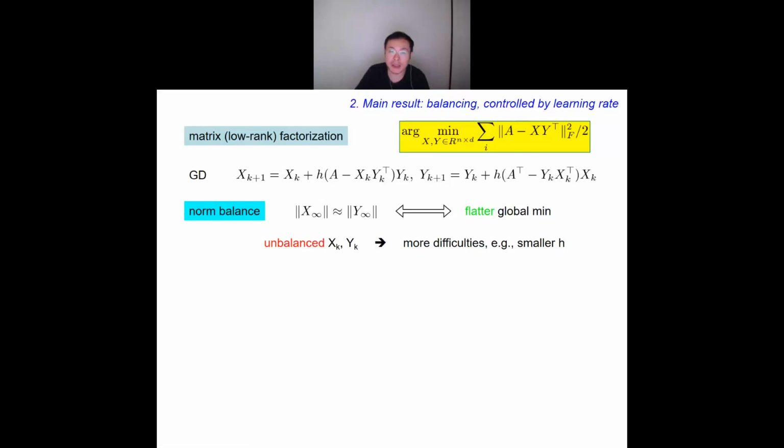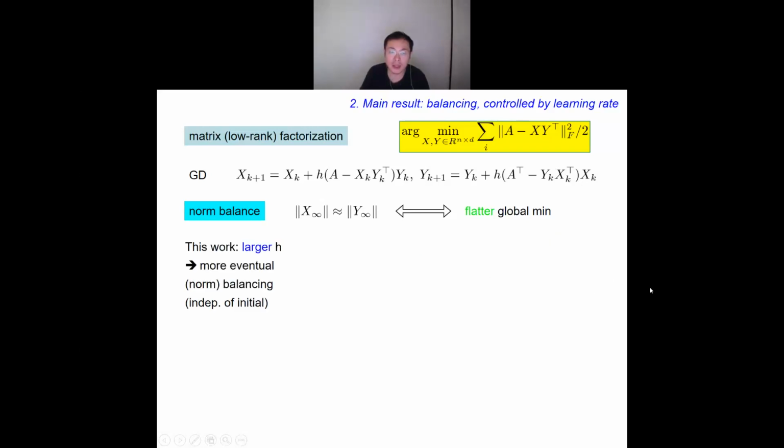For example, if X and Y are unbalanced, then one of these two terms, maybe this one, is very big, and the other one is very small. Because the first one is very big, you have to choose your learning rate, your h, to be very small in order to resolve everything if you follow the traditional theory. But then the other variable makes very little progress. So unbalancedness is very bad for optimization. It's also very bad for theoretical analysis.